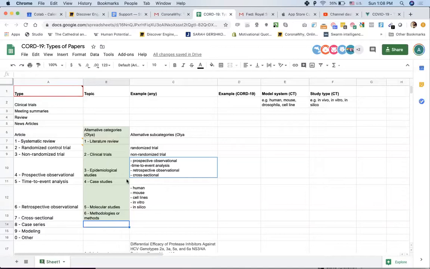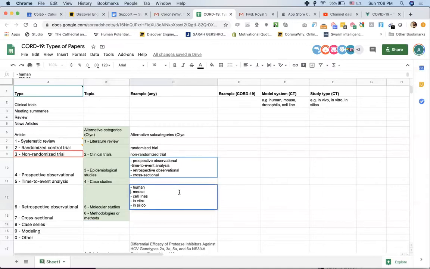Actually, now that I think about it, it might make sense, rather than have subcategories, to say for each of these categories of article, these are the kinds of basic data and information we want to extract that would be relevant for this category. So for molecular studies, you could have a list that says model organism: mouse, etc. For clinical trials, it would say randomized: yes, sample size, phase one, etc.